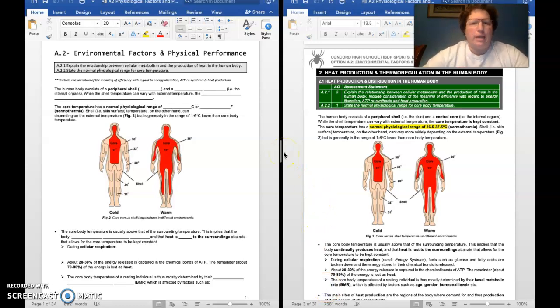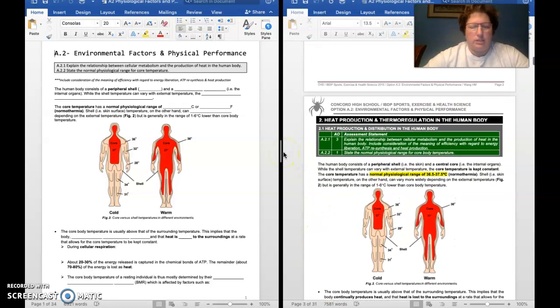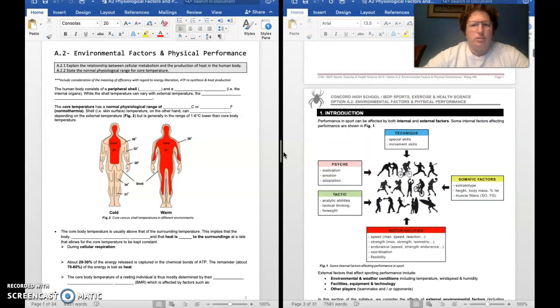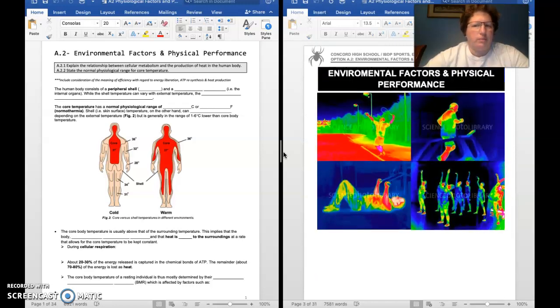Okay, so A2 is the next section in Unit 5. A2 deals with environmental factors and physical performance. In your notes, there are two documents in Canvas for you.